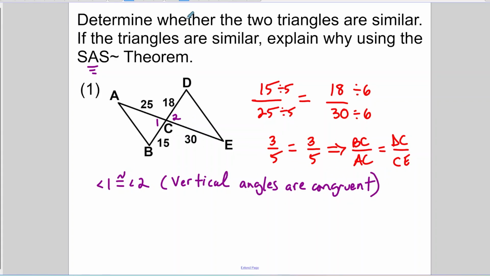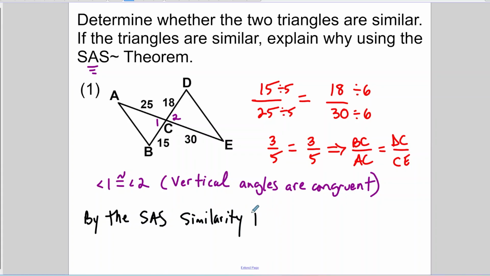But now think about what we just showed here. We showed that the sides are in proportion and the angle between the two pairs of sides are congruent in both triangles. So the conclusion here that we could draw is we could say by the side angle side similarity theorem, and the first time I'll write it out all the way.